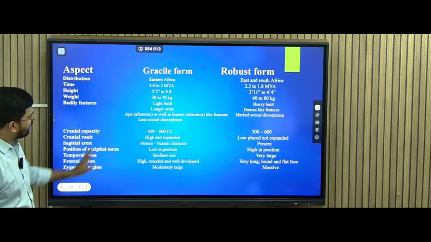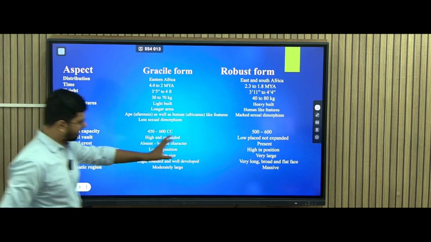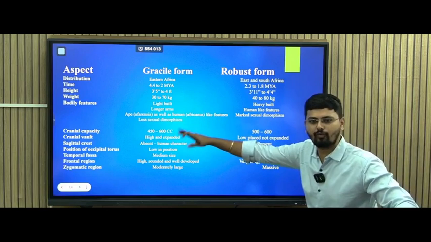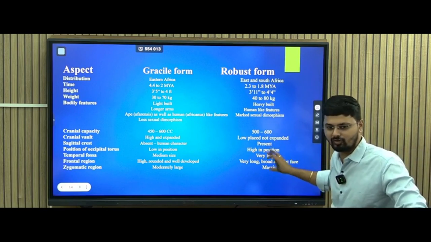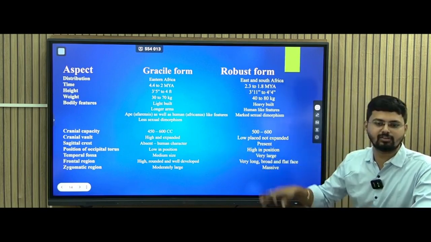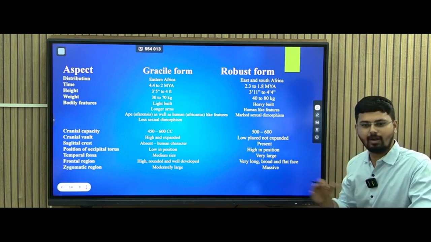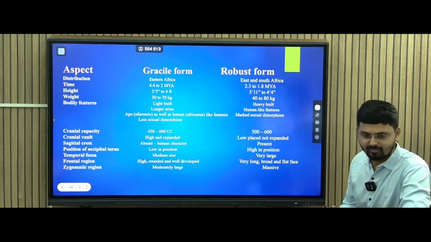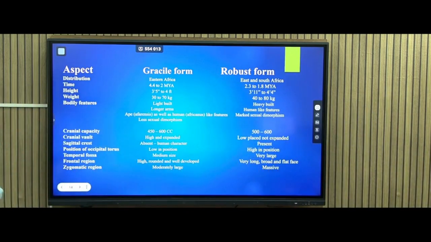Cranial capacity. See, we do not decide just based on one feature, because it is also having 500 to 600, it is also 450 to 600. There is no fixed number that this is having so and so number, this is having so and so number. You have thousands of fossils found. In one you'll have 580, in one you'll have 570, so you can't compare that. But both are almost the same in cranial capacity. And see, this is all hypothesis only. Nobody knows what happened.